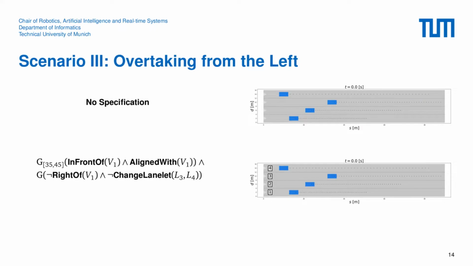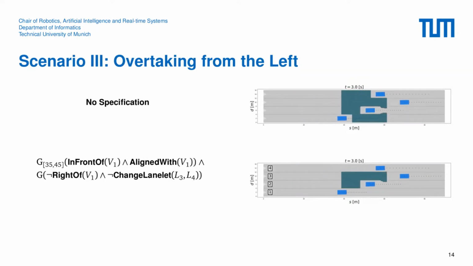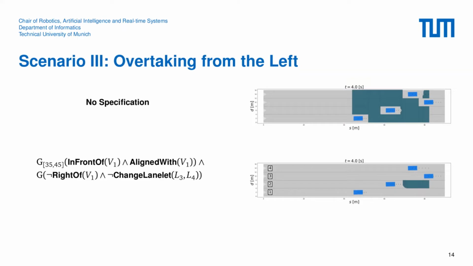Finally, we present a scenario in which the ego vehicle intends to overtake its preceding vehicle v1. In the case of considering specification, the reachable set overtakes v1 while not being on its right and not entering lanelet 4 for the entire duration.